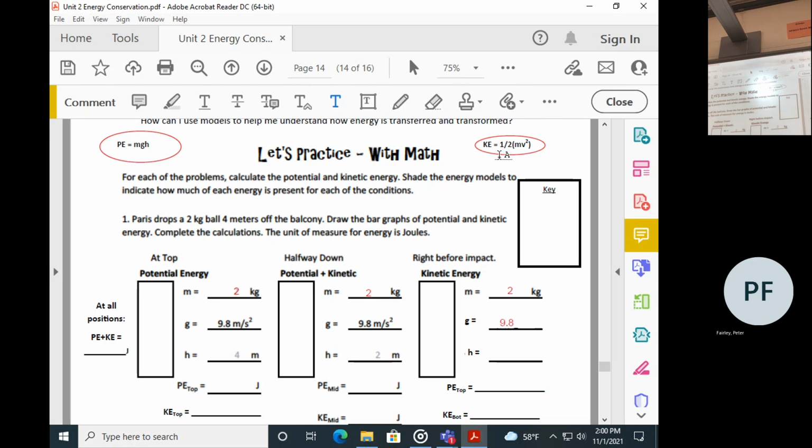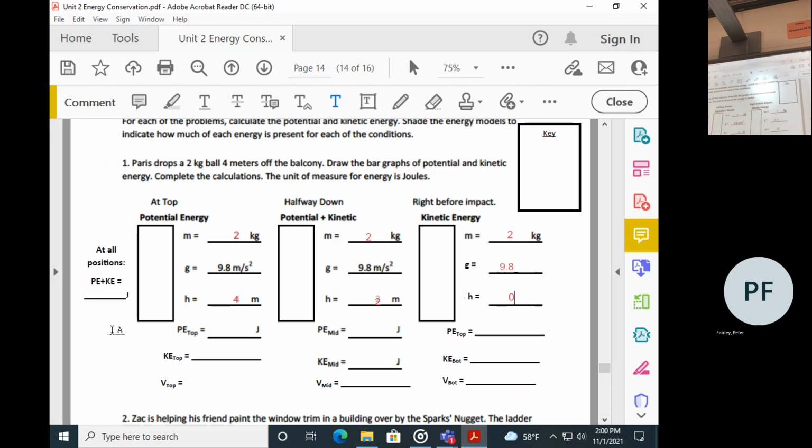Next, the height. What was the height at the top? What was the height? 4 meters. Yeah, it started at 4 meters, didn't it? In fact, it filled it in for you, didn't it? Halfway down, what's the height? 2 meters. Well, yeah, should be halfway. At the bottom, what's the height? 0. Right?